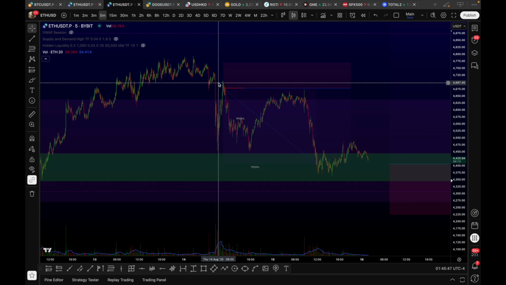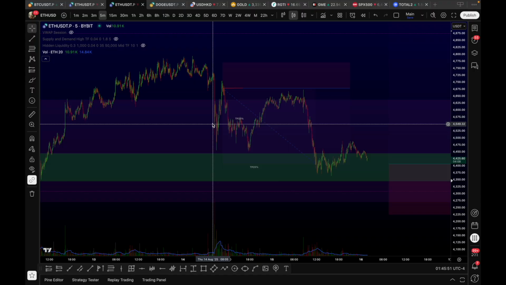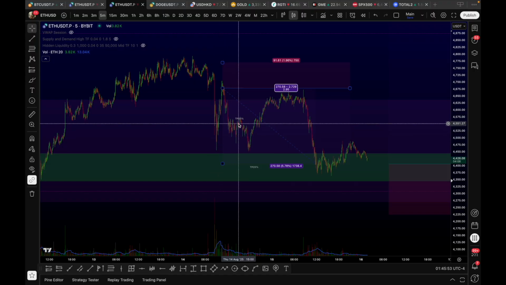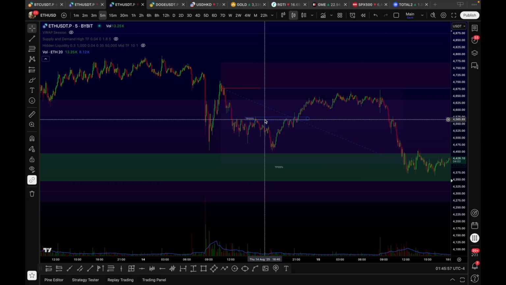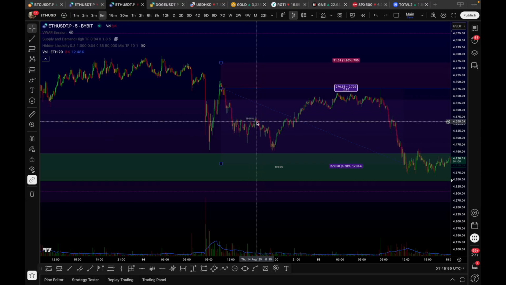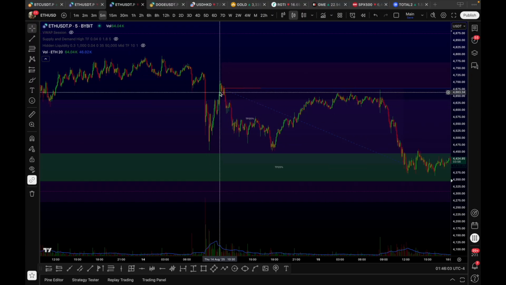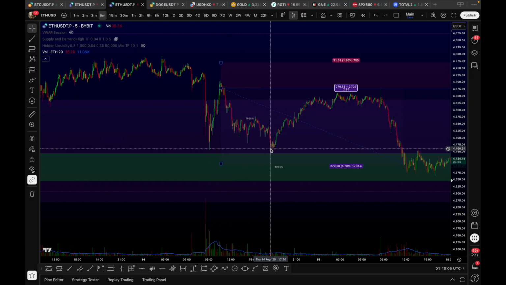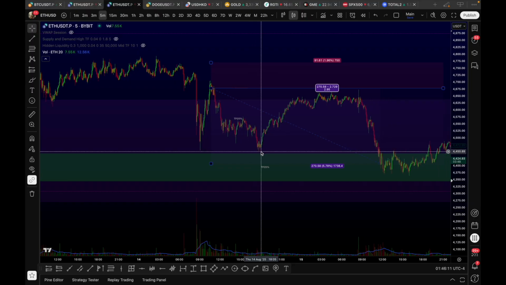And so this whole area, as said, is supply, very likely that we're going to reject at least into this area here, which we did. We formed this little lower time frame higher high here, which was in the end just a manipulation move. And this I TP'd here, which is totally reasonable in my opinion, because this is the range low according to the swing.